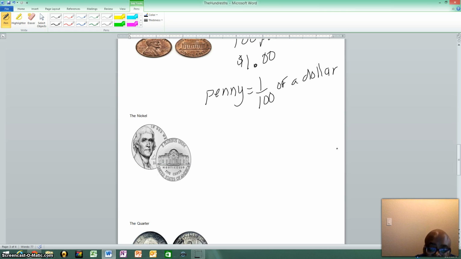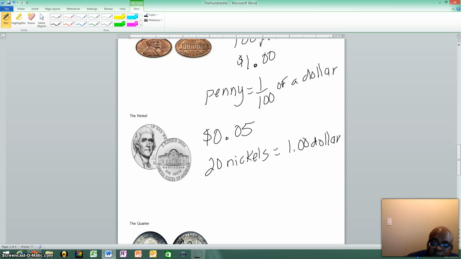Well, what about the nickel? Okay, well, the nickel has a value of 5 cents. And it takes 20 nickels to equal $1. Because remember, and we will work on that later, let me put my dollar sign in front.